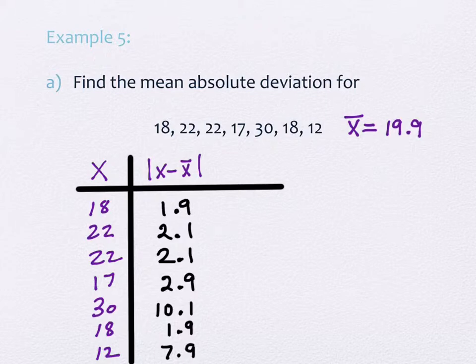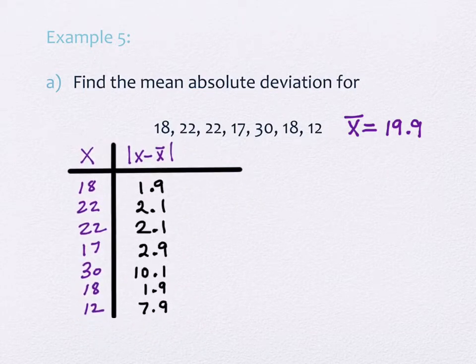7.9. Okay, so this is how far away each of them are, excluding sign. I don't care about the sign. How far away are they? And then what we're going to do, my picture's just a little bit too big, so let me shrink it a tiny bit, is we're going to add them all together. Okay? So you're going to do a sum here at the bottom.